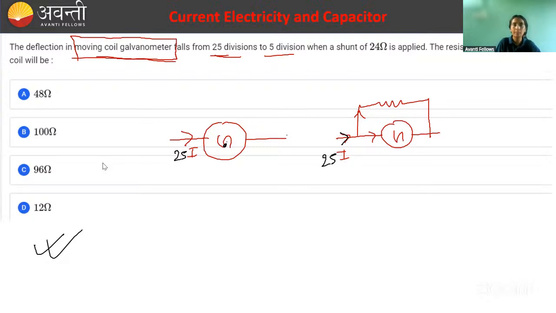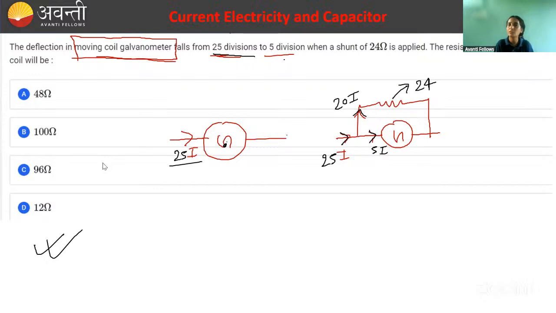Now what is happening? 5 division deflection is happening. It means in this direction, 5 I current is going. And in this direction, how much? 20 I current. You will divide it like this, right? Because division is dropping from 25 to 5. I have taken for each division we require I current. So initially 25 I current is there, I assume. And finally, when we are shunting it, 5 I current will go through the galvanometer, 20 I through the shunt resistance. Okay? And the shunt value is given, that is 24.